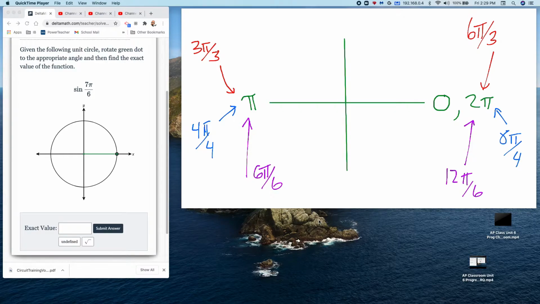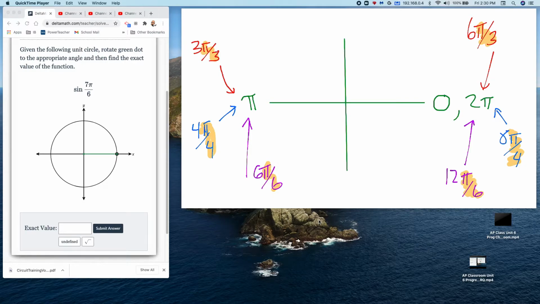Now, I want you to think about that in terms of how many of the reference angles that you have, because all of these are the reference angles. The pi over 4, the pi over 3, or the pi over 6. And I want you to think about those as being the reference angles, because that will help you with a problem like the one that's showing on there, the sine of 7 pi over 6.